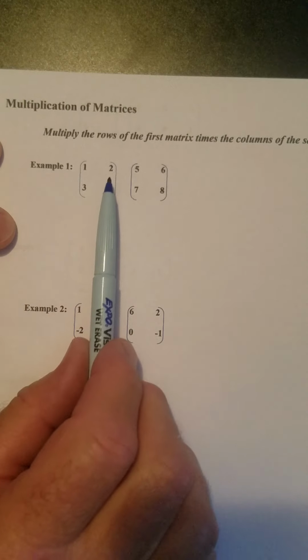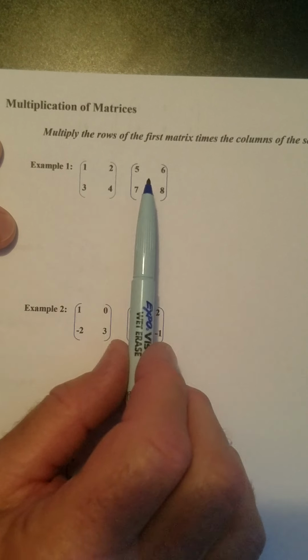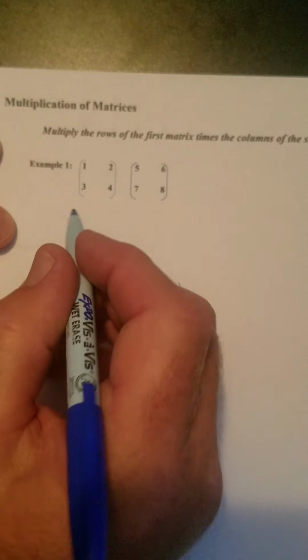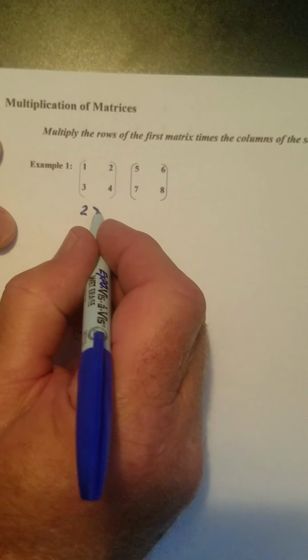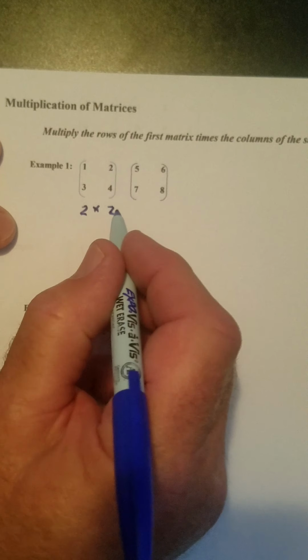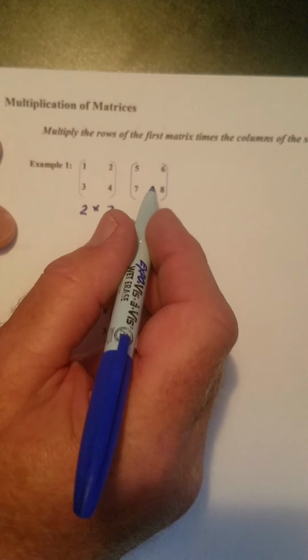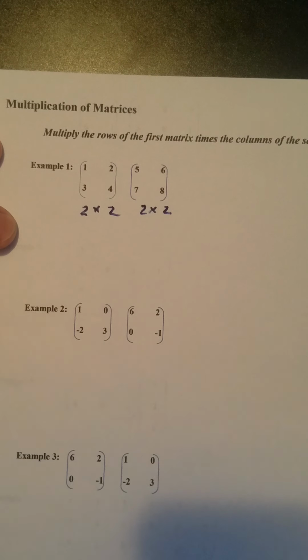So in my example, you can see I have 2 matrices. Here's the first one, there's the second one. Before we get started, you need to look at this. Look at the dimensions of the first. The first matrix is a 2 by 2. This is important. The dimension of the second matrix is 2 by 2. So it's going to be an easy one.